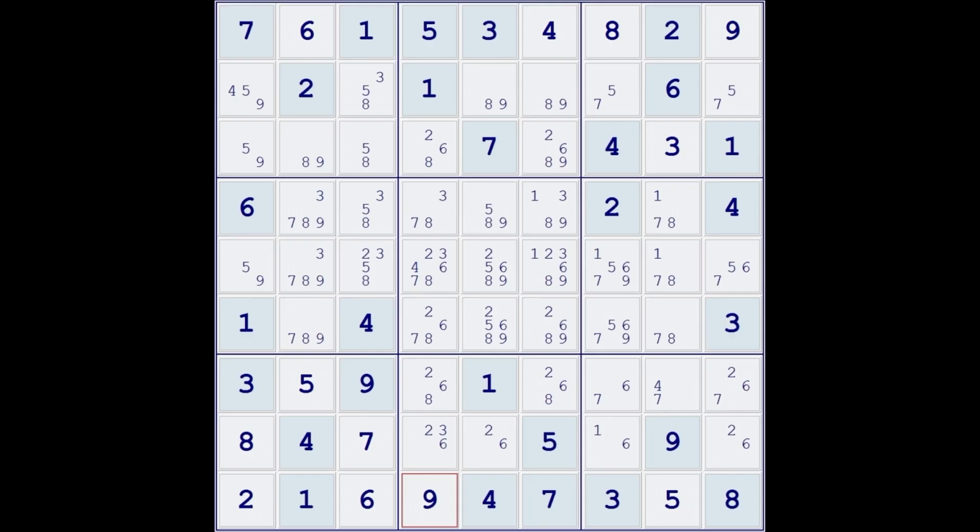Alright, from this position, we could keep solving this Sudoku with the techniques from the previous videos, naked pairs, pointing, hidden singles, and so on, but I want to take advantage of this position to explain to you what naked triples are and when they appear.